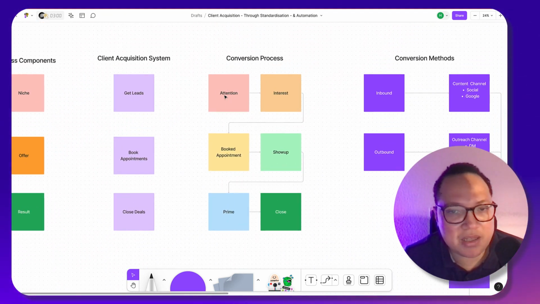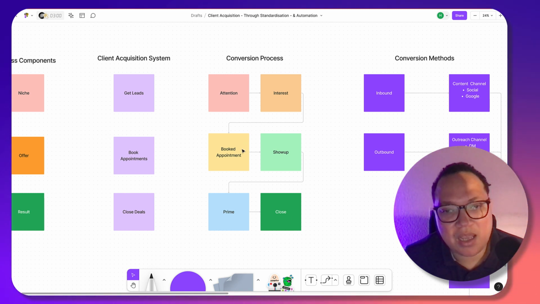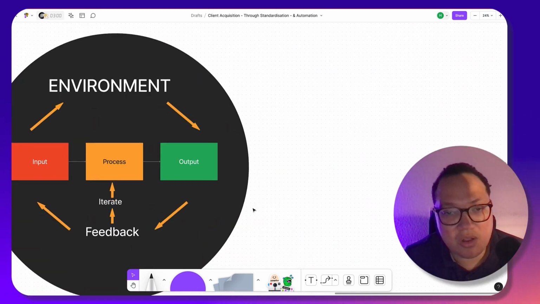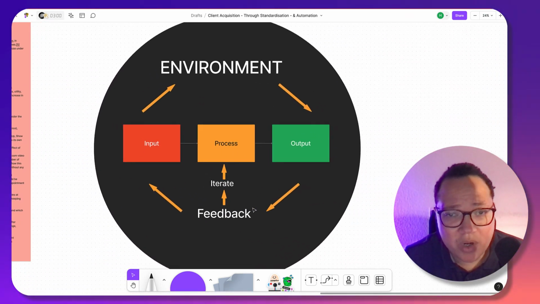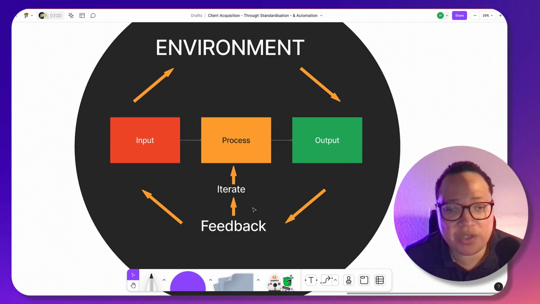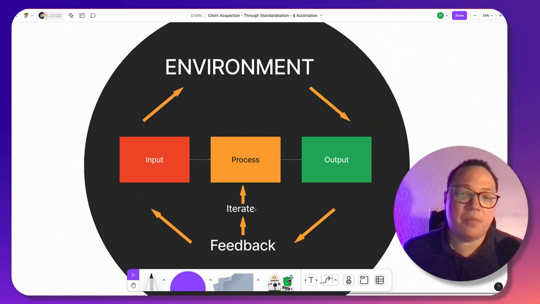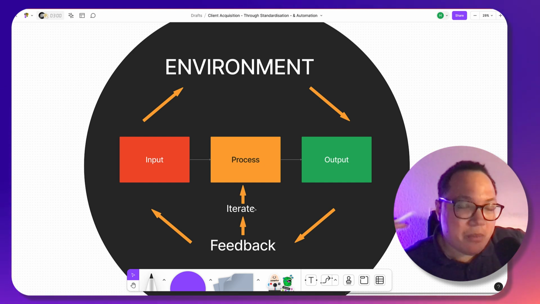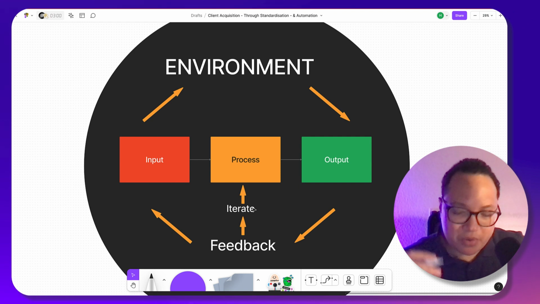All right, we're going to take them from attention to interest, get them to book an appointment, get them to show up, prime them, and then close them. All right, and all of this is something we're going to make happen by utilizing the feedback we get from our environment, which is the market, and then iterating that process based on it.